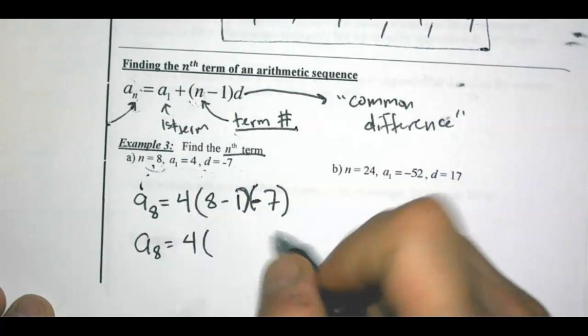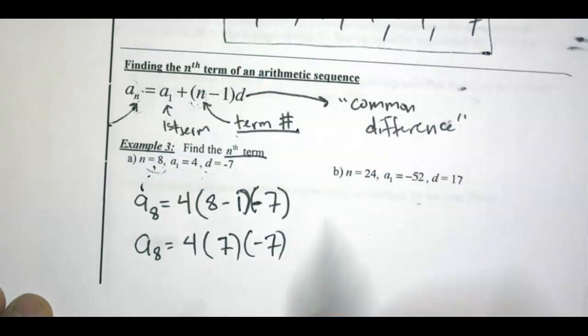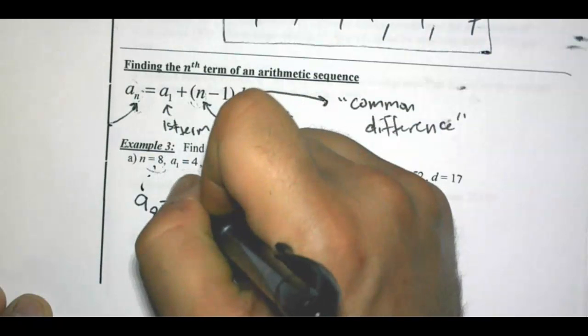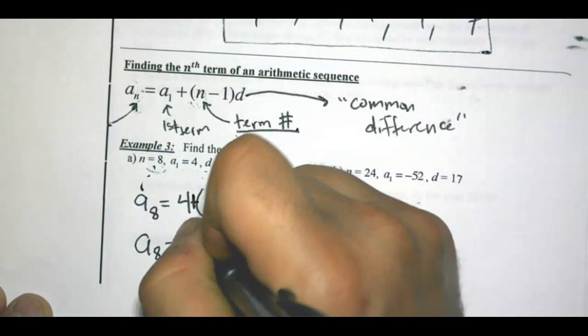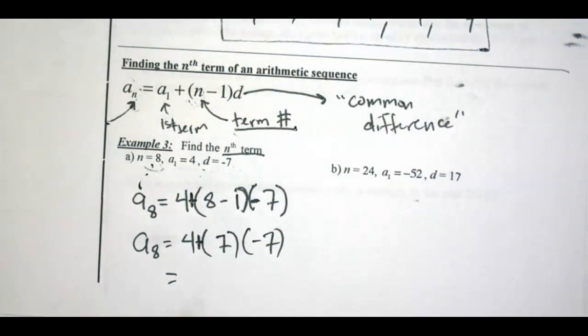4 times 8 minus 1 is 7, and then 7 times negative 7. Oh, whoops, forgot my plus sign, guys. There's a plus sign here. That is going to mess everything up if I don't do that. So you get to watch me make a mistake or catch a mistake. So don't forget that plus sign.